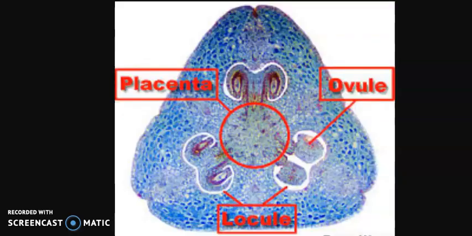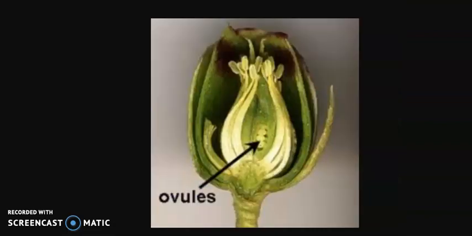And I may want to refresh this, that remember, the ovary is the future fruit and the ovules are going to ripen into the seeds, right? So the ovules are positioned along the placenta inside the ovary in chambers or locules. You must remember these basic facts.